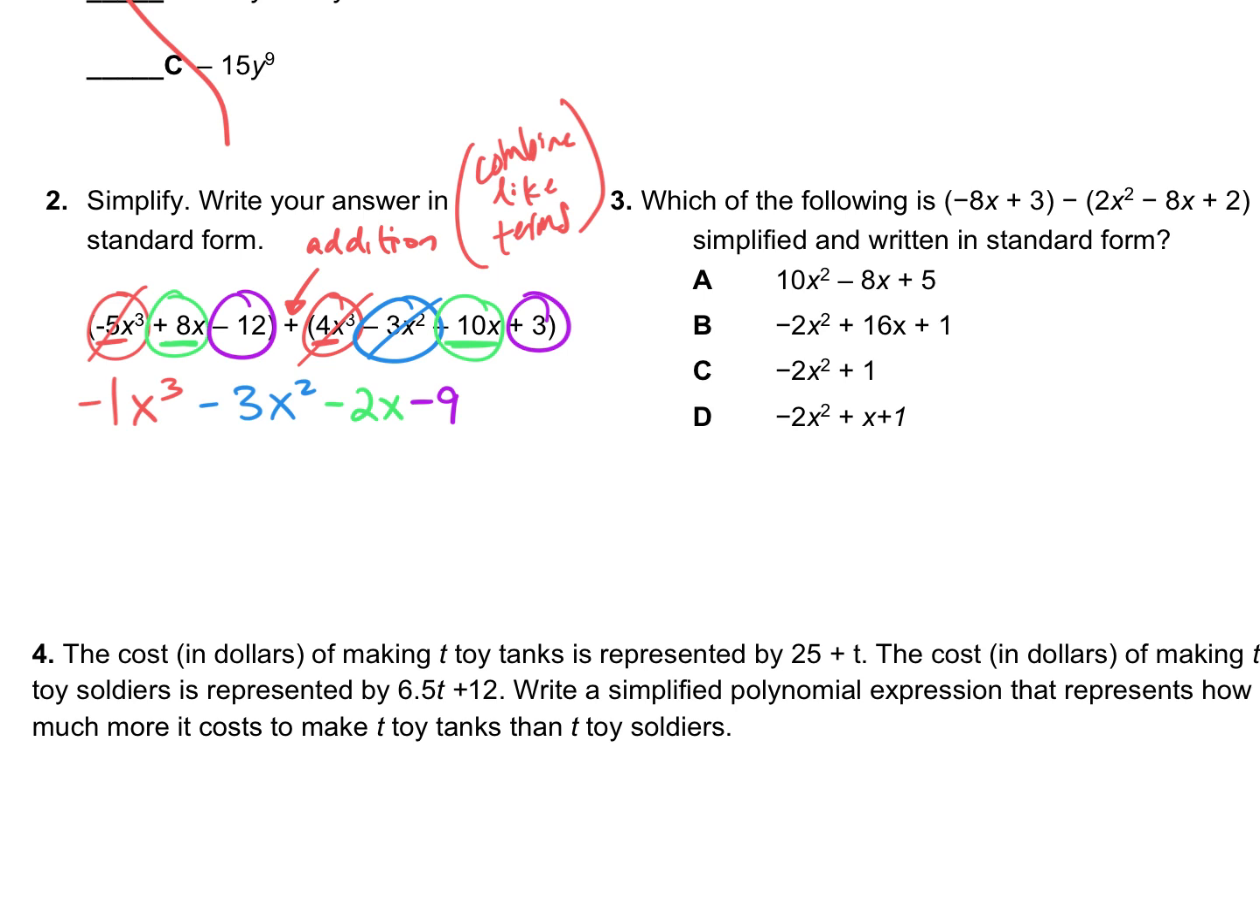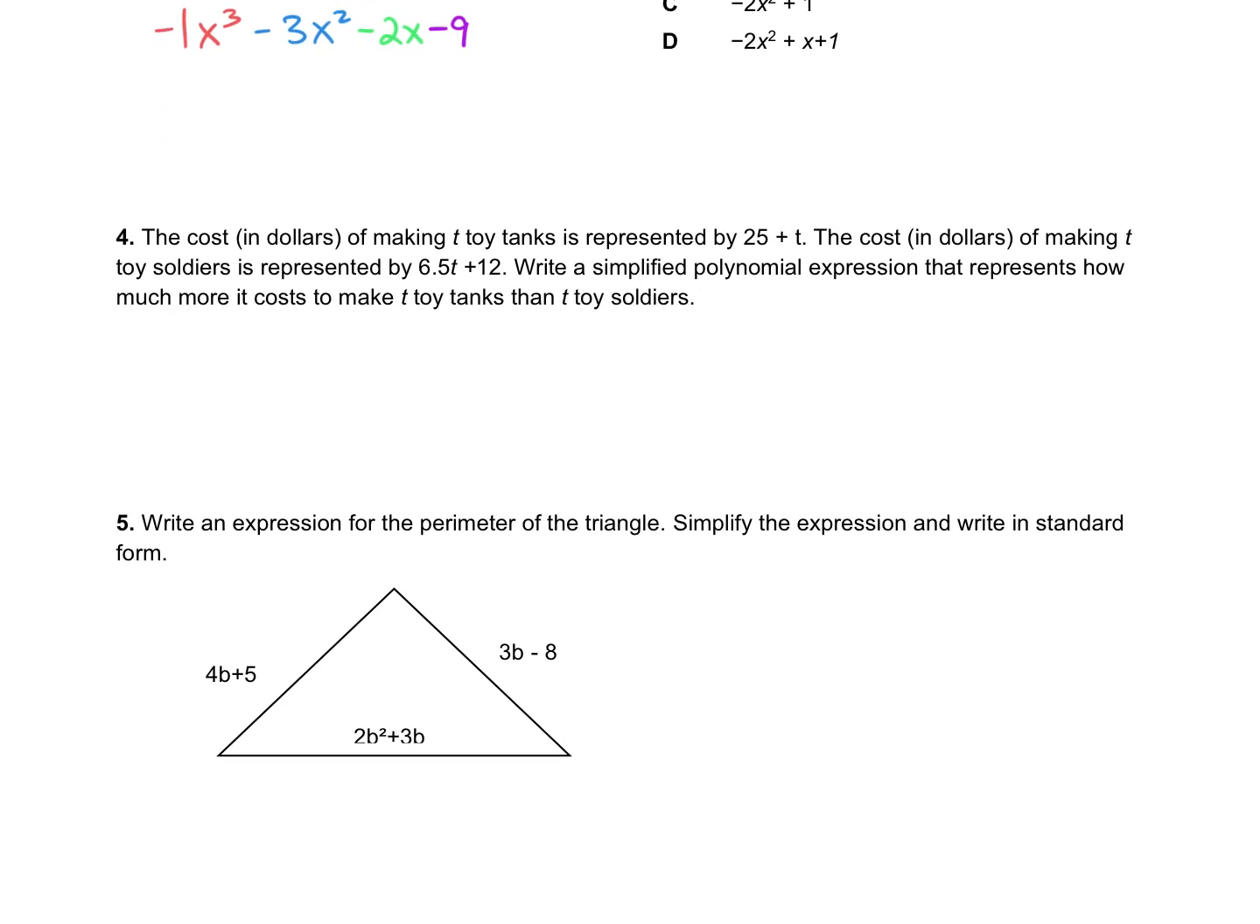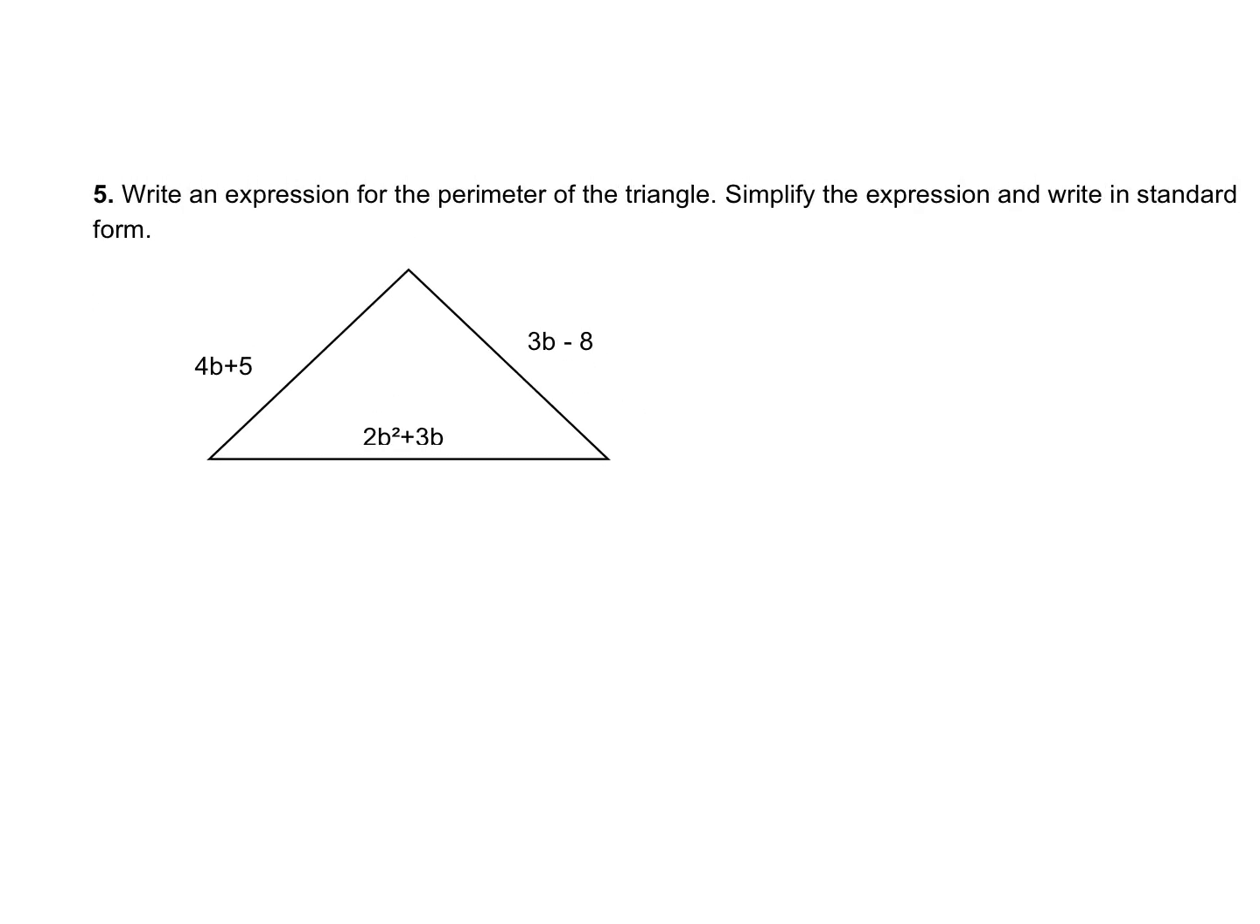Since we just did number 2, we're going to jump on down to a similar problem, number 5. I know I'm skipping around, but that's because they're similar. Write an expression for the perimeter. Now, perimeter means adding all the sides. So I'm going to go around here. I'm just going to add them all up. Now I'm going to show you a quick and easy way to do this.